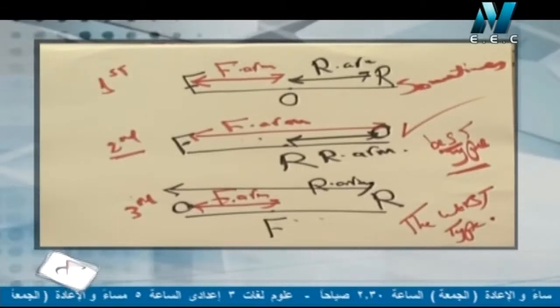What about second class lever? Second class lever is the best type in saving effort. Why? Give a reason. Because it has an effort force arm longer than the resistance arm.